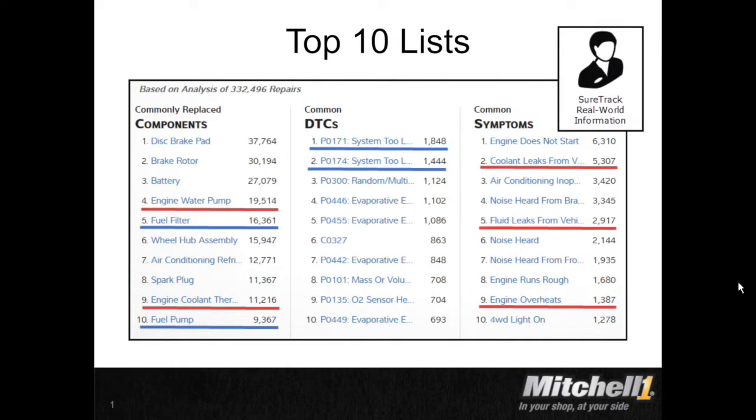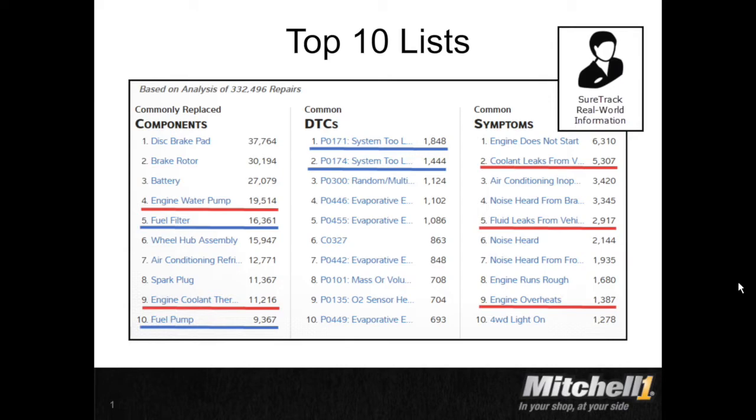I want to talk about top 10 lists. On the screen that I'm showing here, you can see that within SureTrack, we give you top 10 lists, and we show you common replaced components, common DTCs or codes on the vehicle, and also common symptoms. An application that you may not have thought of at first is that the top 10 list can provide a deeper insight to the service writer or technician, allowing you to look for potential issues beyond the problem for which the vehicle is brought into the shop.